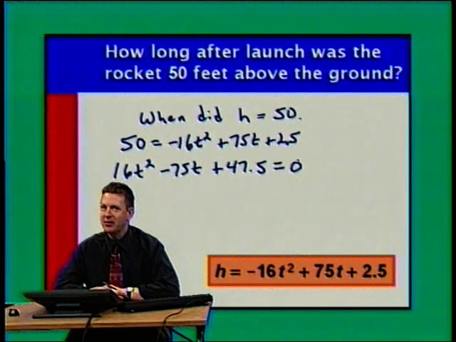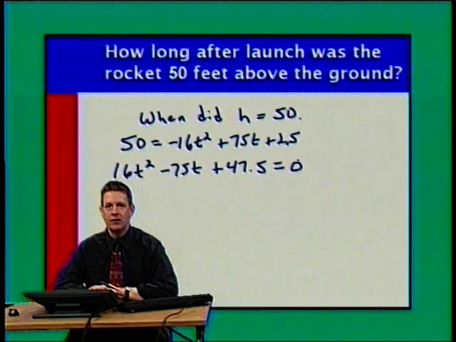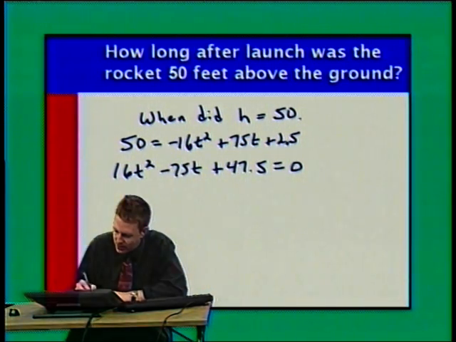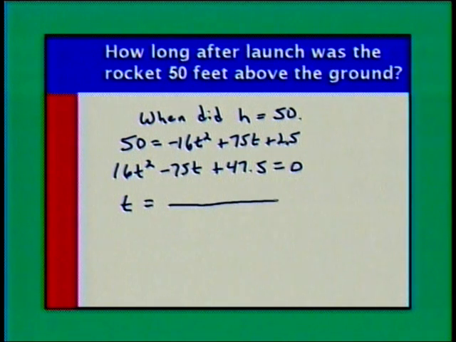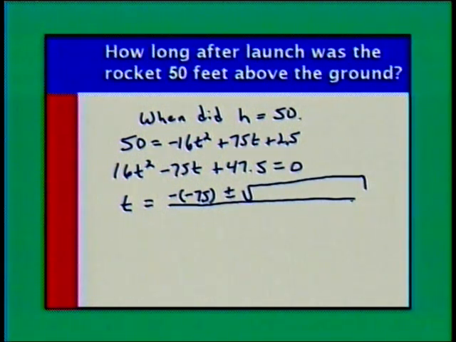You know, I've got some pretty funky numbers in this equation, so I don't think I'm even going to bother trying to factor. I think I'm going to go straight to the quadratic formula. So the quadratic formula tells us that the value of t must be the opposite of b, so that's the opposite of negative 75, plus or minus the square root of b squared, so that's the square of negative 75, minus 4 times a, which is 16, times c, which is 47.5, and all of this is going on over 2 times a, so that's 2 times 16.